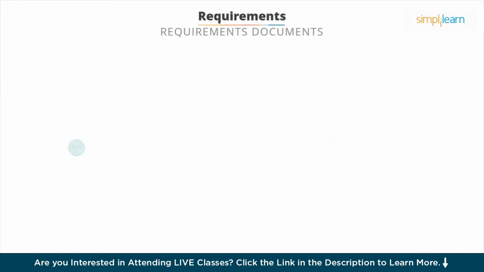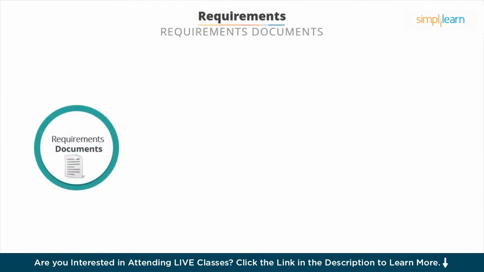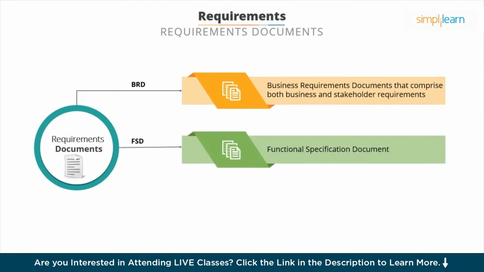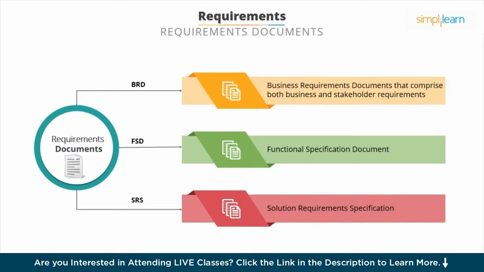Some of the requirements documents include BRD, business requirements document, comprising both business and stakeholder requirements, FSD, functional specification document, and SRS, solution requirements specification. Other requirements such as project requirements and design requirements are outside the purview of a business analyst.